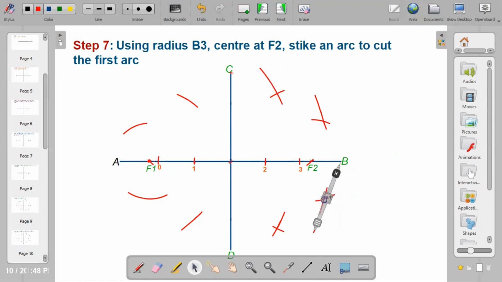So the next thing is to pick the radius of B to 1. I will extend my compass to point 1. Pick the radius of B to 1. Centered at F2. Strike an arc the same way, above and below.